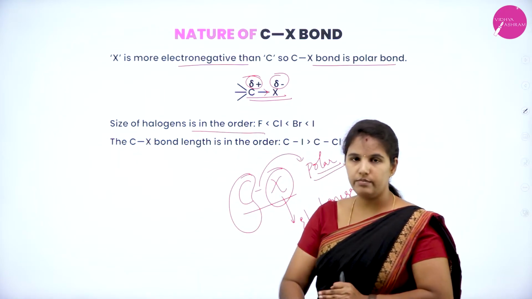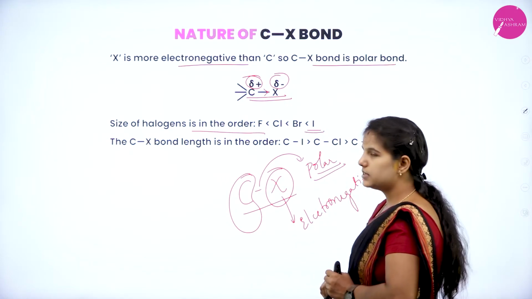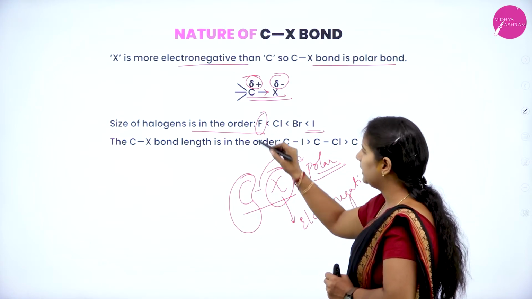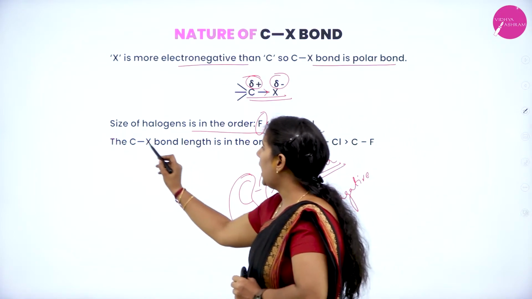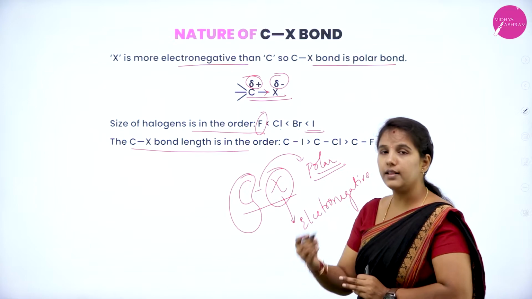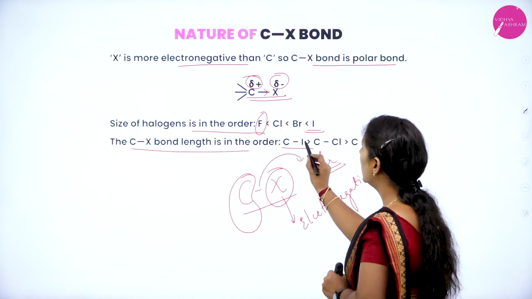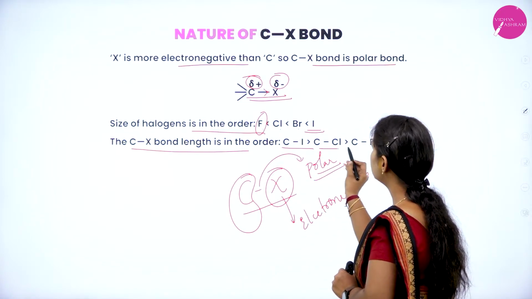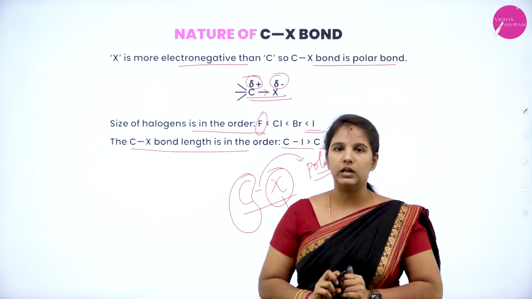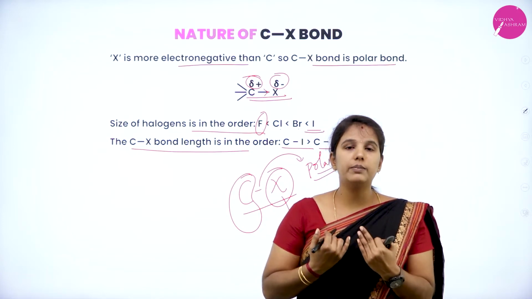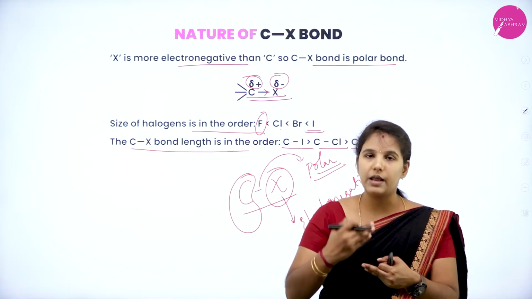The size of the halogens, based on their electronegativity, goes in this order. The most electronegative is fluorine and the least electronegative is iodine. Okay, fluorine, chlorine, bromine, iodine. And the carbon-halogen bond length is also in this order, that is, the carbon-iodine bond length will be more as compared with carbon-chlorine, and also compared with carbon-fluorine. So this indicates that the bond length between carbon and iodine is longer as compared with carbon and fluorine.